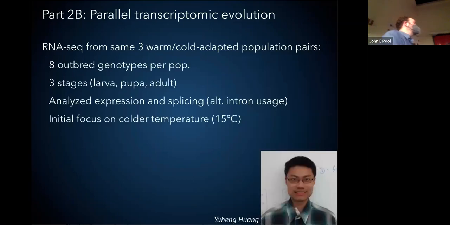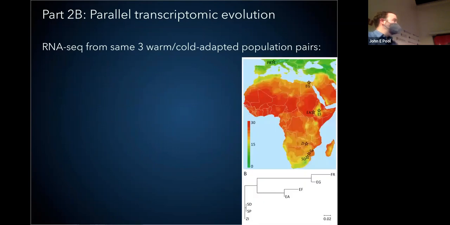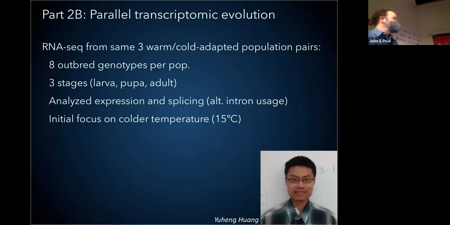This is data collected and especially analyzed by my former postdoc, Dr. Yuheng Huang. And we have data to give us both variation within populations in expression and splicing, and also variation between populations, especially between the members of each pair of these populations. And this is only whole organism RNA-seq data, which is kind of a limitation, but we do have it from 3 different developmental stages.